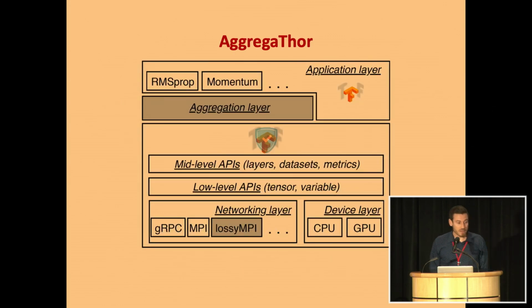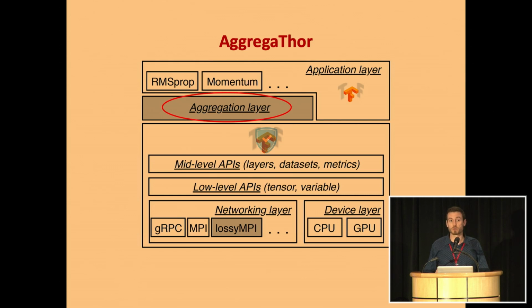So this is a high-level overview of AggregaThor in a layered manner. As you can see here, AggregaThor is a system built around TensorFlow. We tried to keep the same low-level and mid-level APIs as TensorFlow. We have compatibility with the library and the ecosystem of TensorFlow. And the gray parts are the main modifications, the main differences that we have with vanilla TensorFlow. So I will talk a bit more about them.